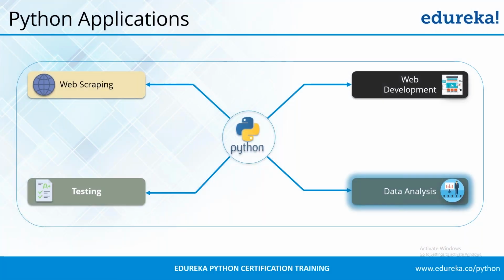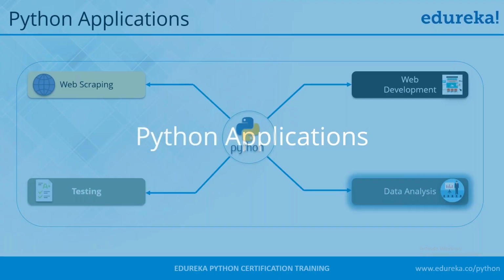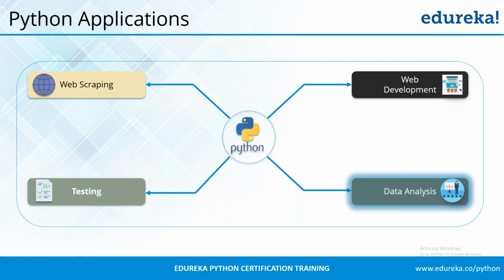All right, so first of all, let's understand Python applications. Python is basically used for web scraping, web development, testing, and data analysis. When we say web scraping, that simply means scraping the internet for information. As a simple example, suppose we are on a Wikipedia page and we want to collect and download the list of all the links present on that page. We can do that using Python as a part of web scraping, right?